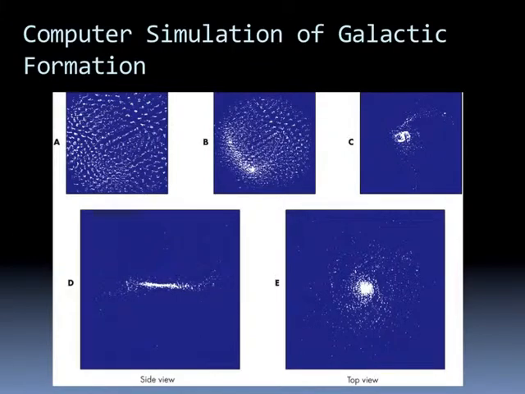Now, we can do a computer simulation of galactic formation, and what we do is we put essentially a uniform hydrogen cloud in a giant disk, and we look at what happens given a slight rotation. And what comes out of the computer afterwards looks exactly like the spiral galaxies we see today.